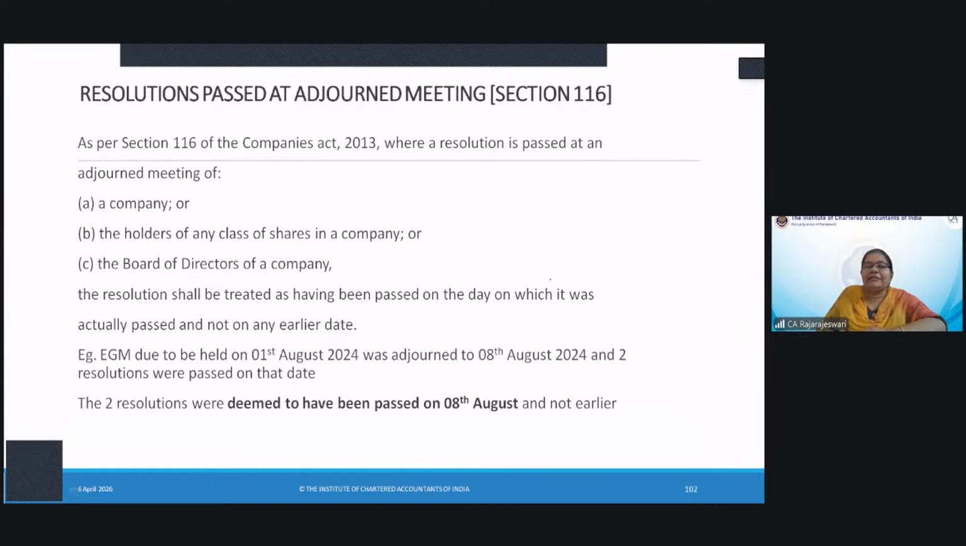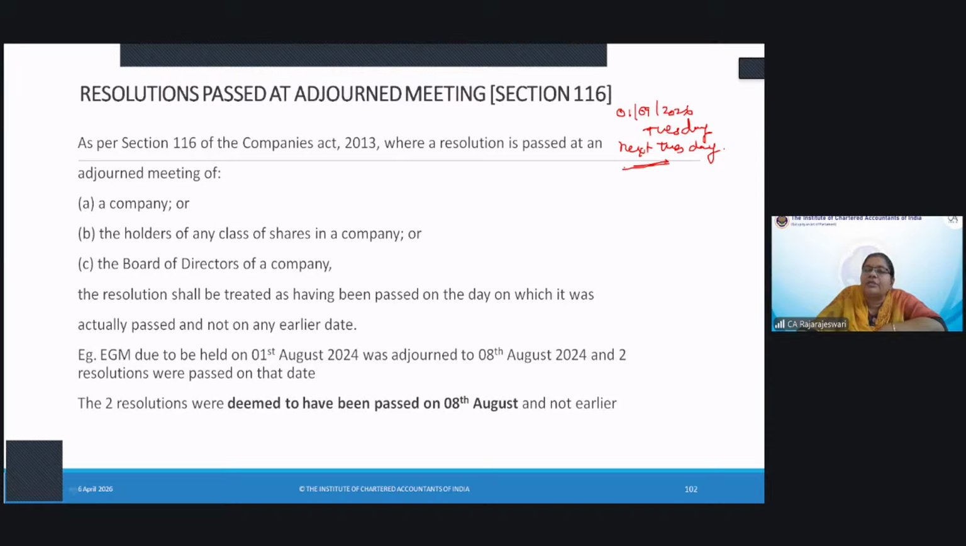Suppose a meeting is adjourned. Adjourned means you could not hold the meeting for want of quorum. So it is adjourned to the same day and time. Suppose the meeting has to be held on 1st September, Tuesday. This could not be held for quorum. Next Tuesday, they will hold the meeting.